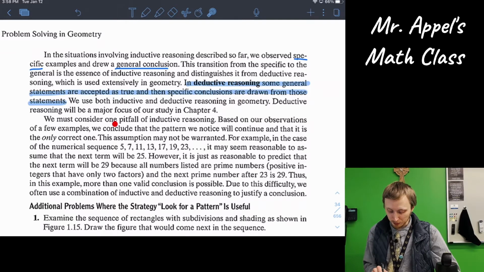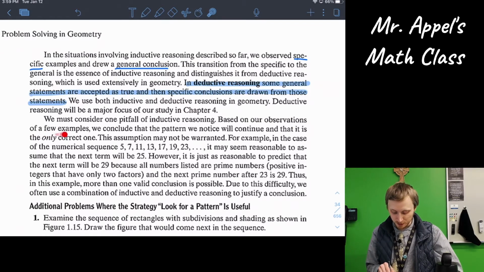We must consider one pitfall of inductive reasoning. Based on our observations of a few examples, we conclude that the pattern we notice will continue and that it is the only correct one. This assumption may not be warranted.